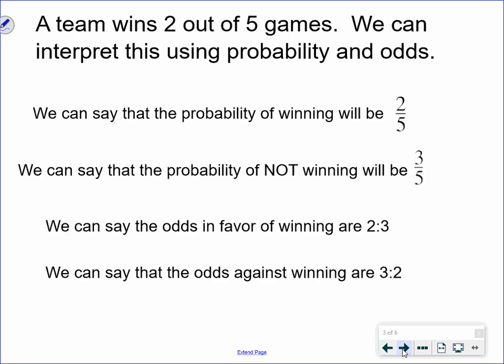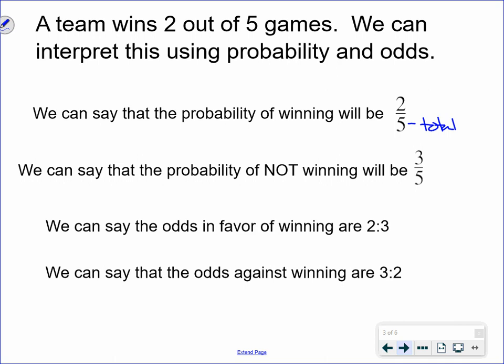So if we look at this example, a team wins 2 out of 5 games. So we can interpret this using probability and odds. So if we're talking about probability, the probability of winning will be 2 out of 5. And 5 is the total. So there are 2 chances of winning out of a possible 5 games.